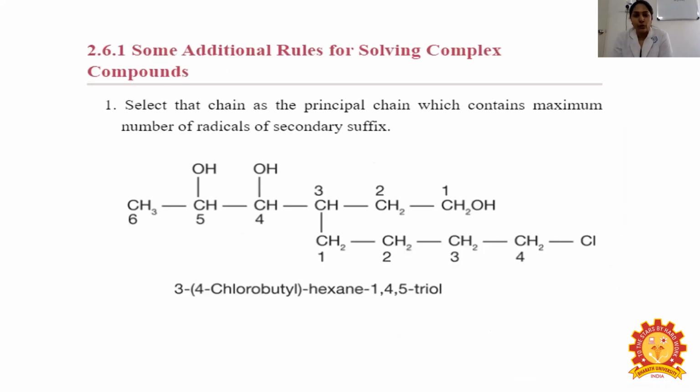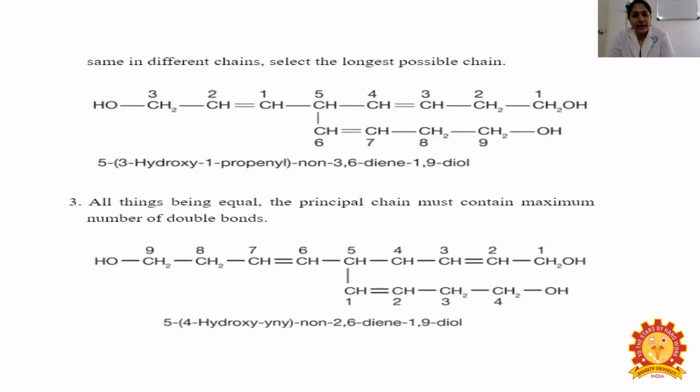Some additional rules for naming compounds: select as the principal chain the chain which contains the maximum number of radicals as a secondary suffix. CH3, CH, CH, alcohol is attached, and CH, CH2, CH2, OH. So 1, 2, 3, 4 is the numbering, and 1, 2, 3, 4, 5, 6 is here. That is hexane. 1,4,5-triol, 3,4-chlorobutyl hexane. 1,4,5-triol. In different chains, select the longest possible chain.